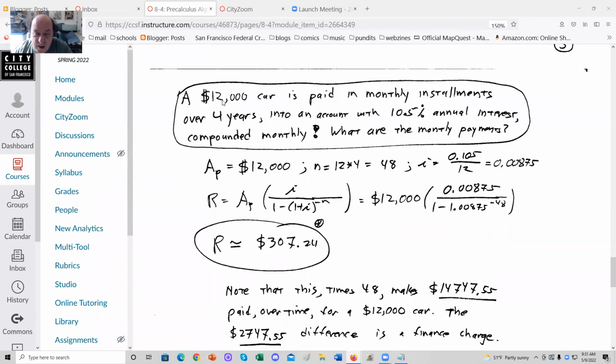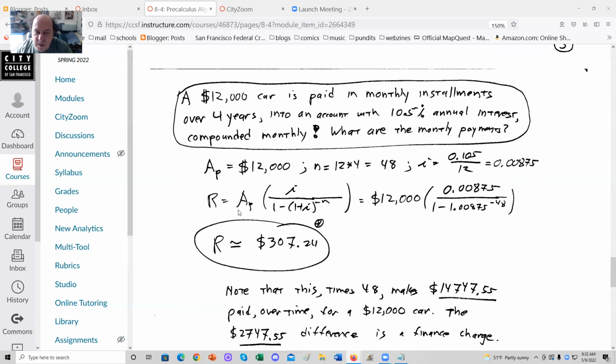Here's a $12,000 car. That'll be the present value you want to put up. It's paid in monthly installments, 12 times per year, over 4 years. So 12 times 4 makes 48 payments. On an account with 10.5% annual interest. So the monthly interest rate is 0.105 over 12, which is 0.00875. What are the monthly payments?